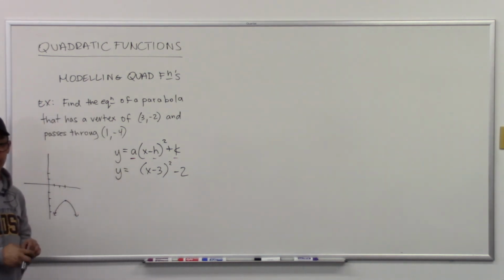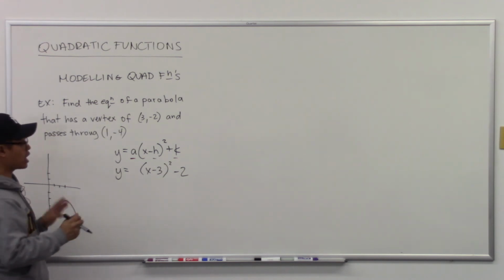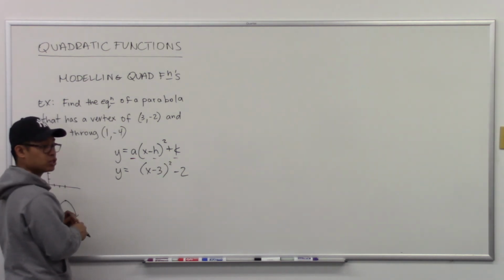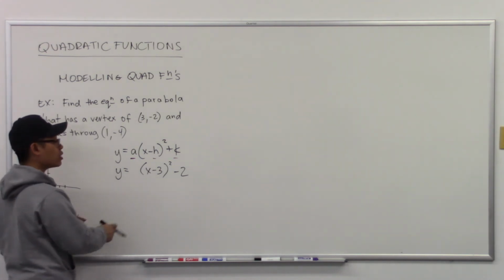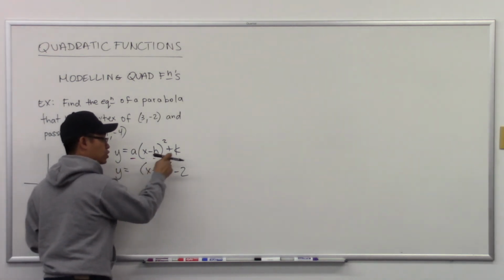What I don't have is the a value. Okay? I don't have the a value. Do you understand the problem, Julia? That to find the equation, I need to fill in for a, h, and k.